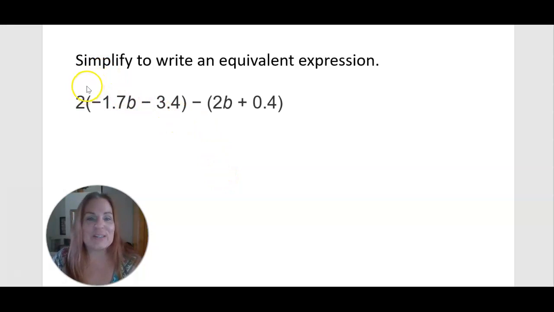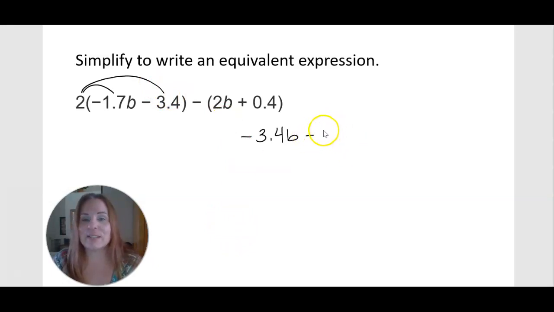All right. Let's ramp it up a little. I have the 2 out front of the parentheses, so I have to distribute. 2 times -1.7b is -3.4b. 2 times -3.4 is -6.8.